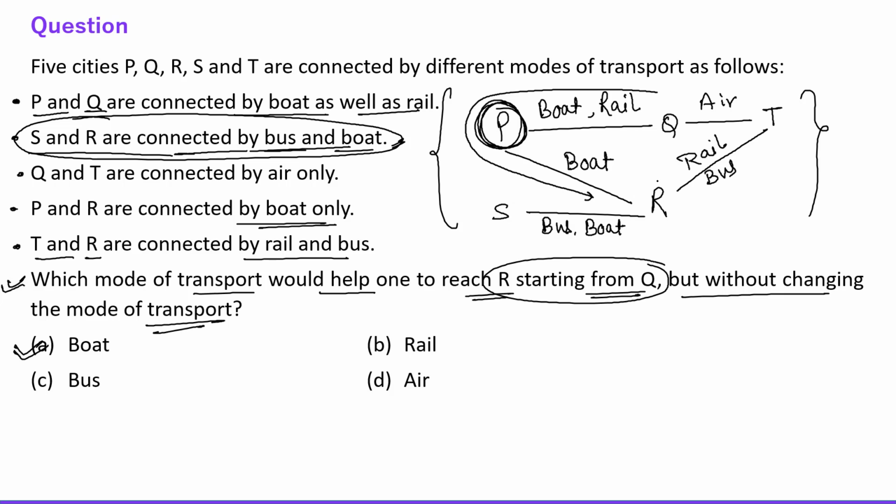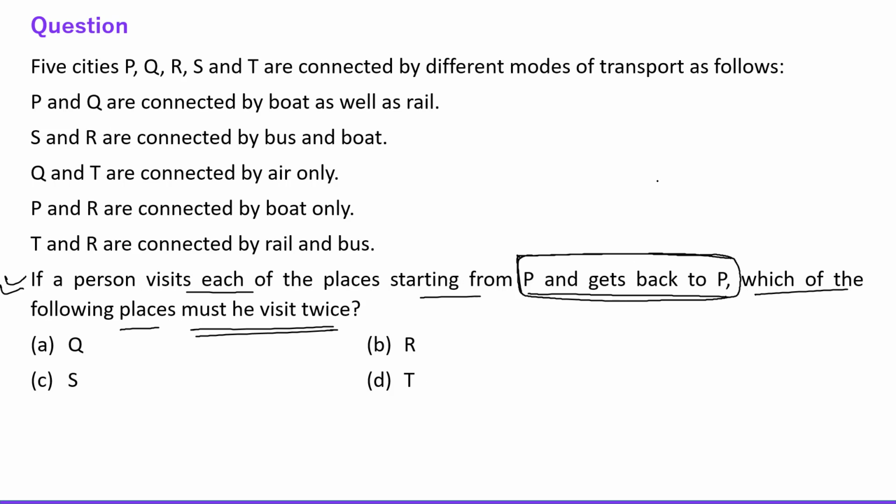Obviously he is visiting R twice, so the correct answer is B. Is that clear, everyone? Fine. Now let's move to the next question.